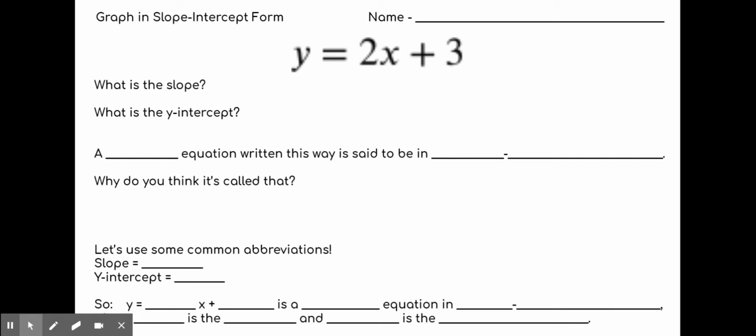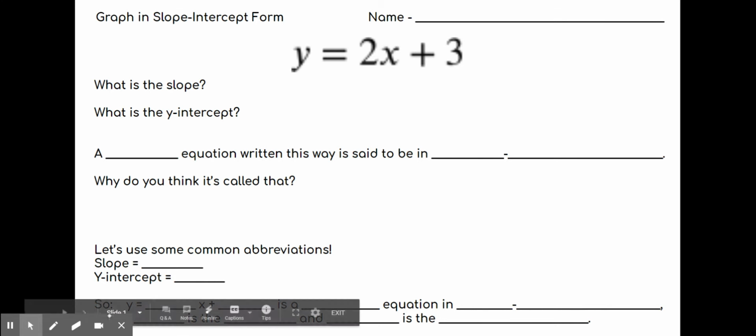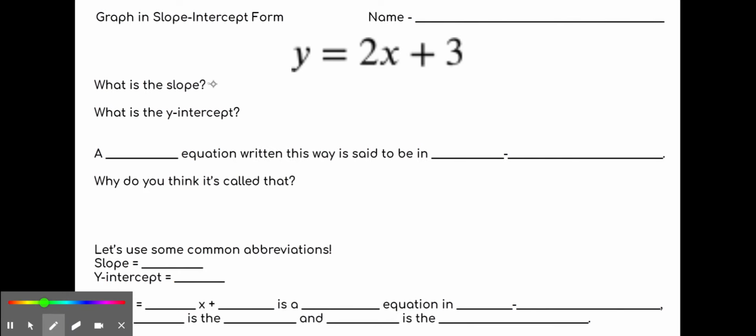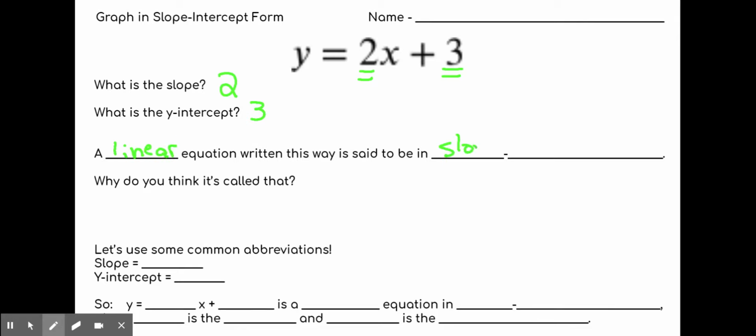Okay, so I have this linear equation here, y equals 2x plus 3. And hopefully from the work that we've done in class, you can see that the slope of this line, or the rate of change of this line, is 2. And the y-intercept, or the initial value of this line, is 3. Okay, so here's the slope, it's 2. Here is the y-intercept, it's 3. A linear equation that is written this way is said to be in slope-intercept form.